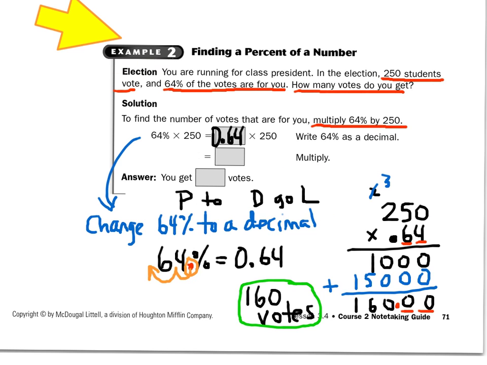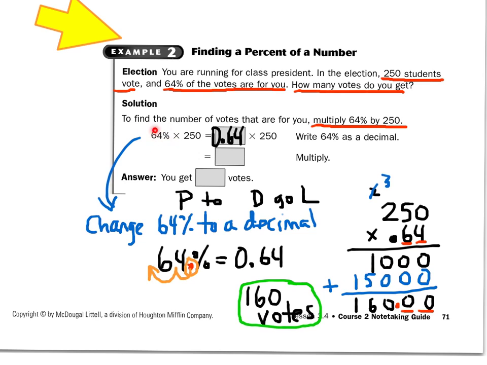Okay, take a look at example 2, finding a percent of a number. Remember, percent, we're going to have to change it to a decimal. Of means multiply, and then we're going to multiply it by whatever number they give us. So, election. You are running for class president. In the election, 250 students vote, and 64% of the votes are for you. How many votes did you get? So, solution. To find the number of votes that are for you, just multiply 64% by 250. So they set it up here, 64% times 250.